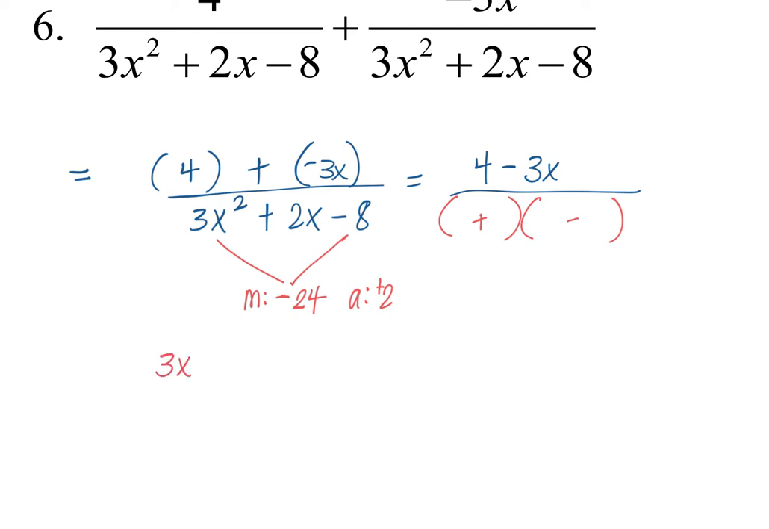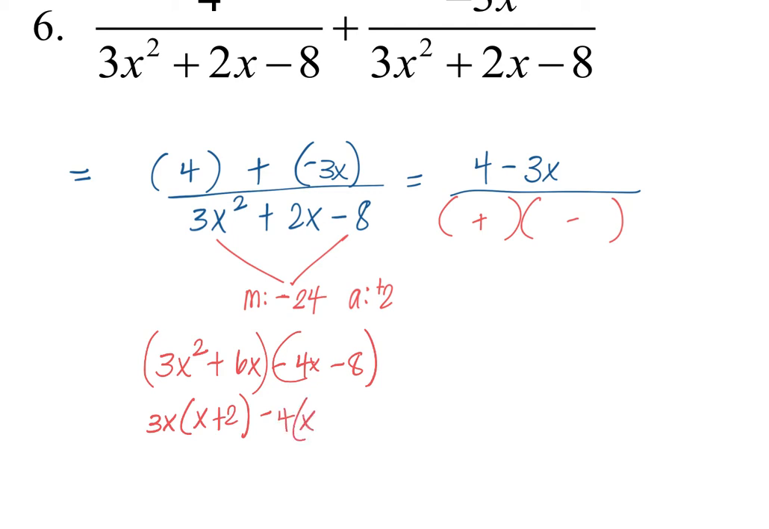I'm going to rewrite this as plus 6x minus 4x minus 8, and I'm going to group it and take out a 3x and be left with x plus 2. Here our leading coefficients are negative, so I'm going to take out a negative. I'm also going to take out a 4, and I would be left with x plus 2. So x plus 2 and 3x minus 4. When you take out that x plus 2, you're left with 3x minus 4. So x plus 2, 3x minus 4.